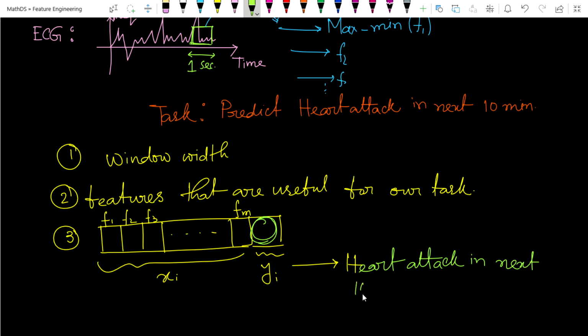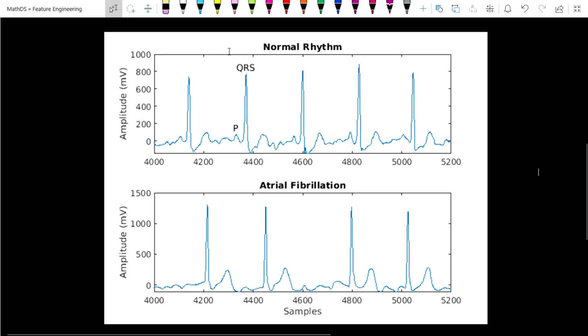In the next 10 minutes or not. So this is what you have to do. Let's see it through a practical example. Now let's try to understand this time series data through these examples. These pictures I have taken from Google Images. Just search for heart attack datasets and you can easily find this kind of data.